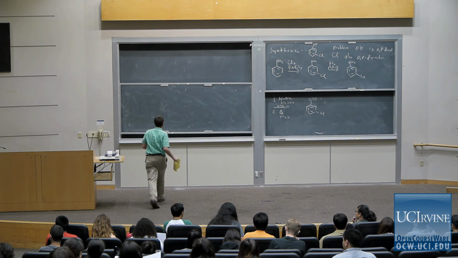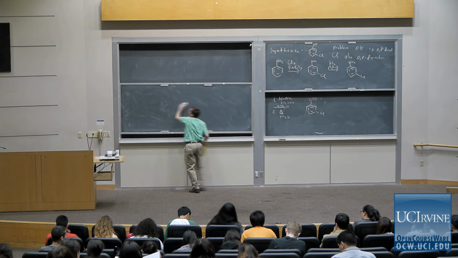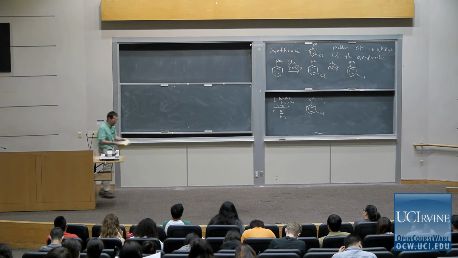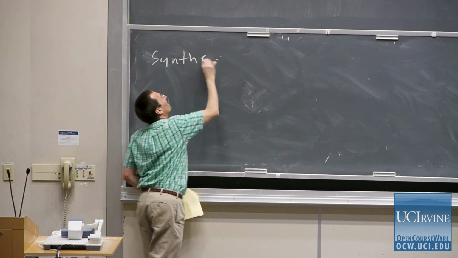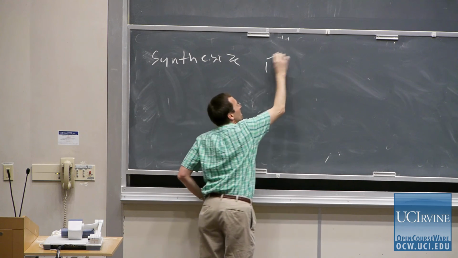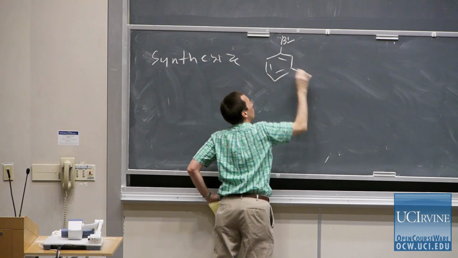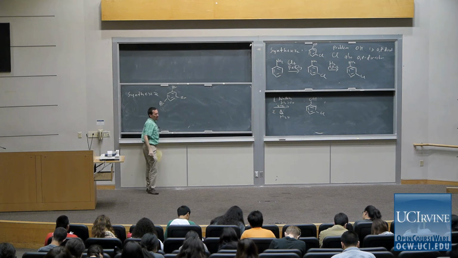Okay, let's try one more example. I want to really give you a scope. This next example happens to be a problem in sampling, so you'll enjoy paying attention to this. And again, starting with simple stuff. Synthesize 1,3,5-tribromobenzene.